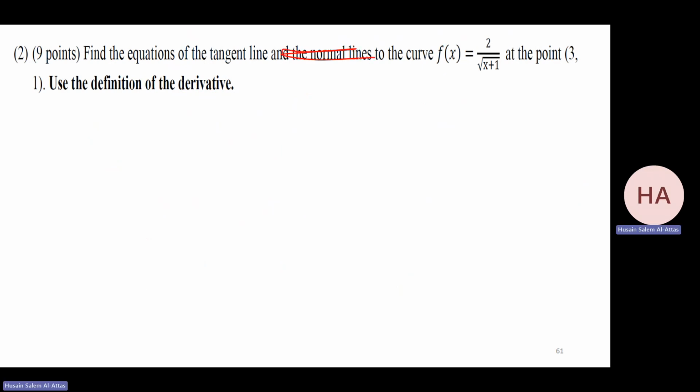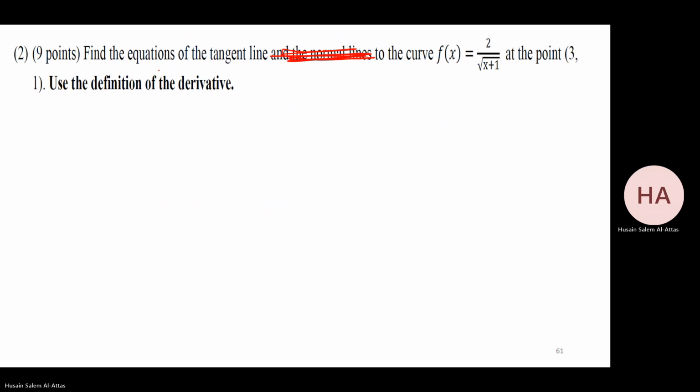Normal lines we did not do. By the way, they are not something difficult to do. The normal line is what? If this is the tangent line, I need the line which is perpendicular to it, which is the line perpendicular to the tangent line at the same point.